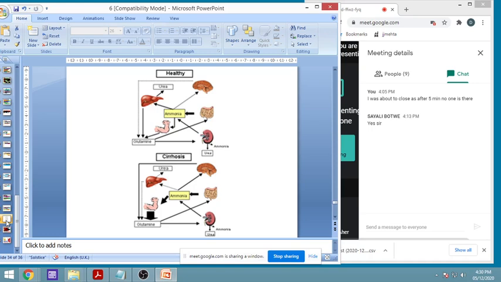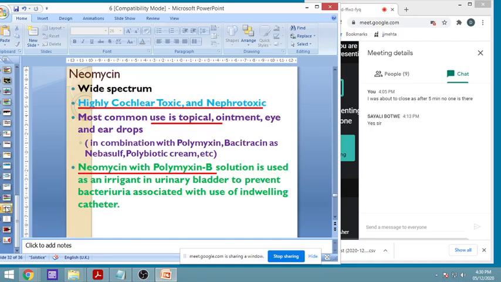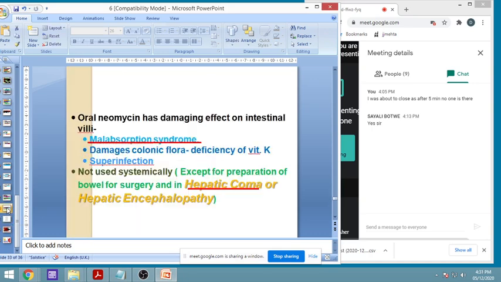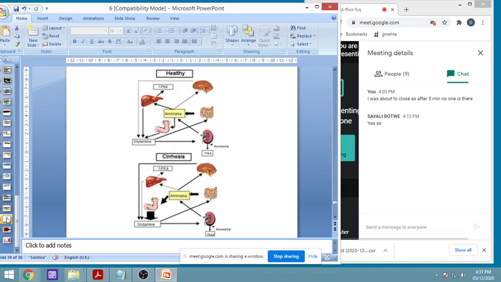Then next is cirrhosis. What is the basis for it? Why is it used in this? We have seen that neomycin is not being used as an antimicrobial here. It is used in hepatic coma or hepatic encephalopathy. So what is the basis of it?